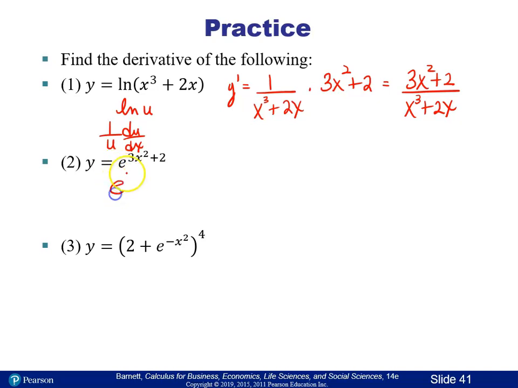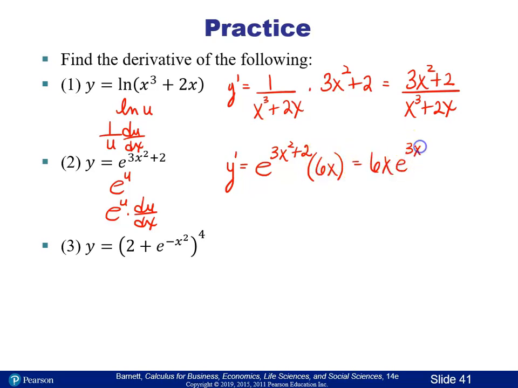This one we've got e raised to a power, so the derivative of e to the power is going to be e to that same power times the derivative of that exponent there. Okay, so that means I'm going to have e to the 3x squared plus 2, and then I'm going to follow that by the derivative of this, which is just 6x. So 6x e to the 3x squared plus 2.